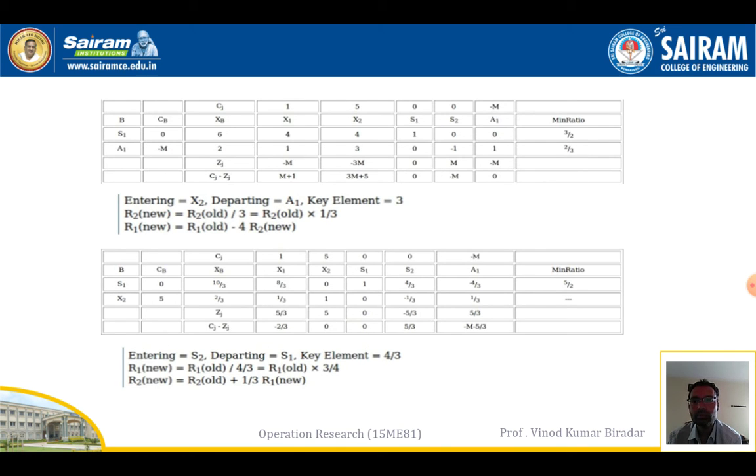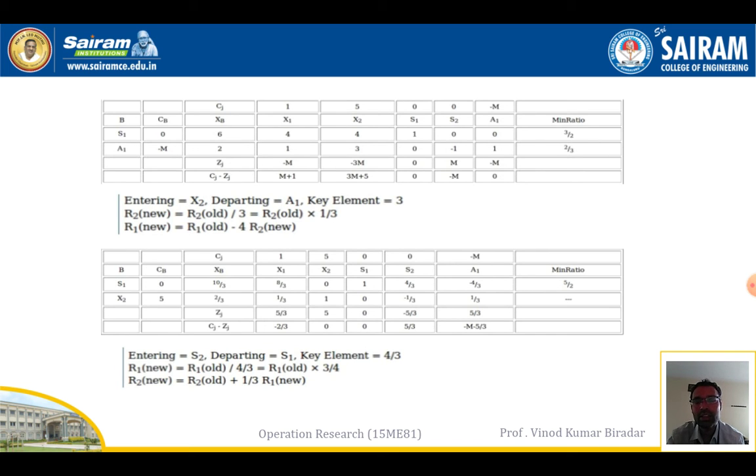Here xb is 6 and 2. The first equation has coefficients 4, 4, 1, 0, 0, and the second equation is 1, 3, 0, minus 1, 1. Once you put all the values, you calculate the zj value. Zj is 0 into 4 plus minus M into 1, so you will get minus M. Like that you calculate all the zj values.